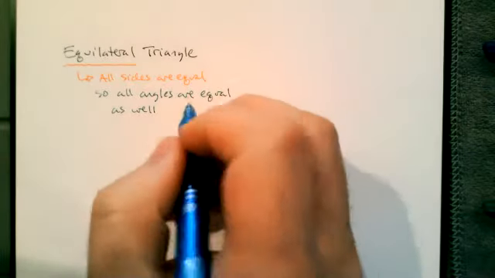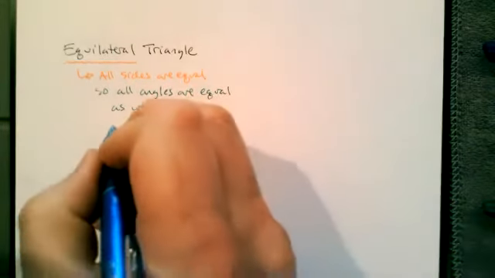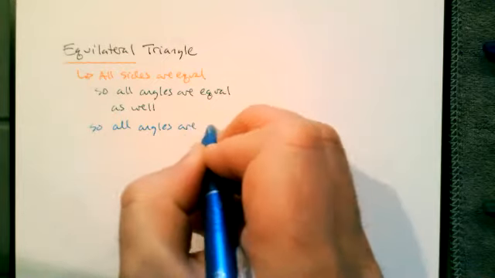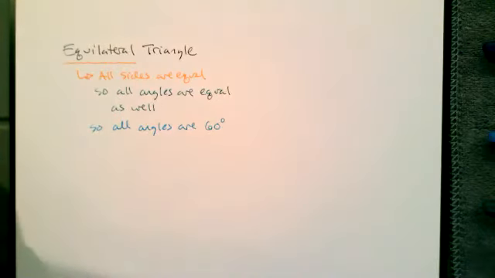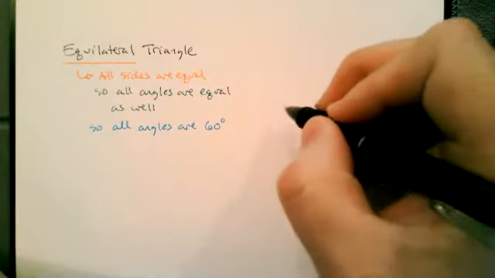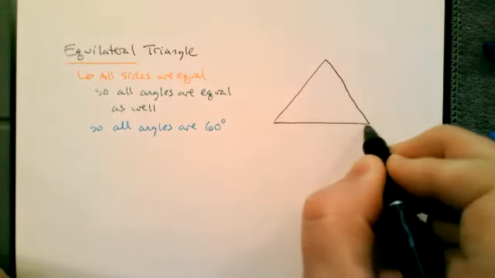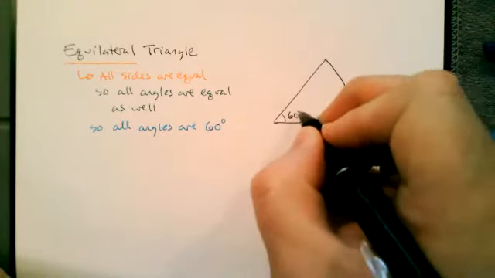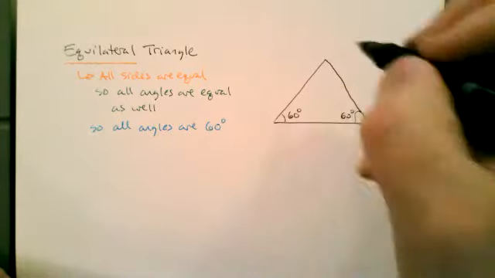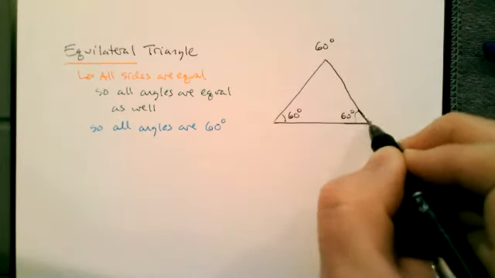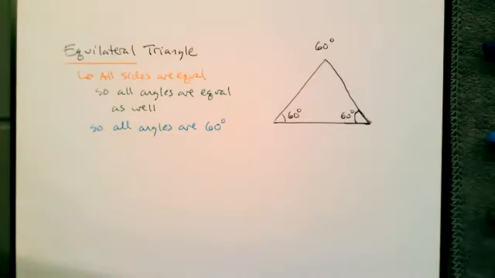So all the angles are equal as well. That means since there's 180 degrees in a triangle, all the angles are 60 degrees. And that's what we have in an equilateral triangle. So where's the right triangle? We have to cut it in half to get a right triangle.